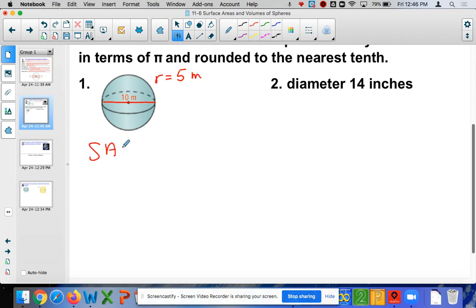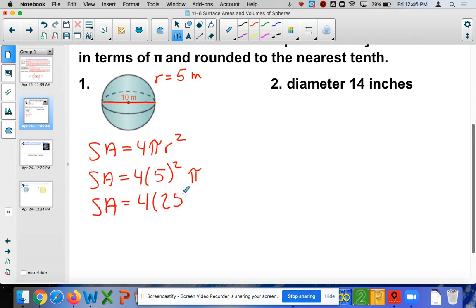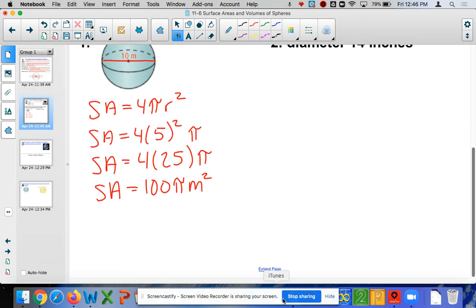So my surface area, once again, 4 times pi r squared. So surface area is 4 times 5 squared times pi. 5 squared, that's an easy one. We know that one. That's 25. So we got 4 times 25 pi. In terms of pi, I've got 100 pi meters squared. So that's my surface area in terms of pi. Rounded to the nearest tenth, you should get hopefully around 314.2 meters squared.